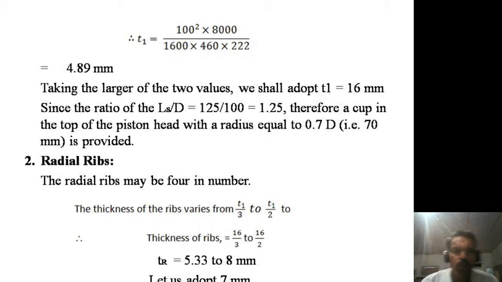Okay, the design of ribs, that is piston rings and ribs. The radial ribs may be 4 in number. The thickness of the ribs varies in this range: T1 divided by 3 to T1 divided by 2, that is 16 by 3 to 16 by 2. Therefore TR is equal to 5.33 to 8 mm. Now let us adopt 7 mm. This is the thickness of the radial ribs.